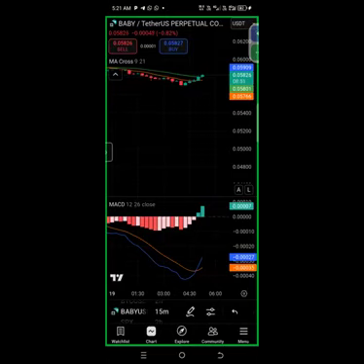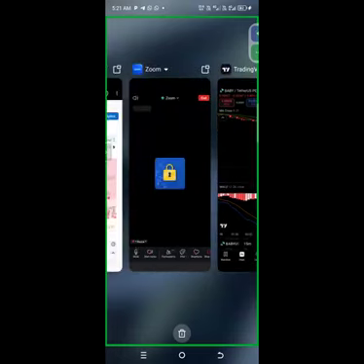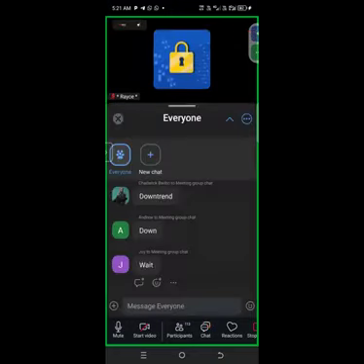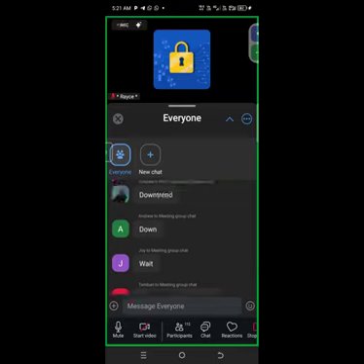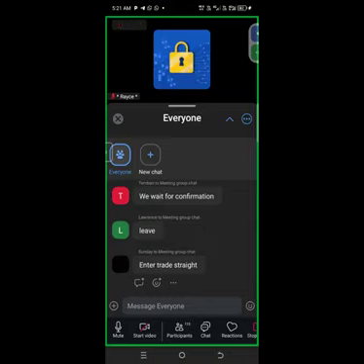So in situations like this, let me see your answer first. What decision will you make? Let me see. Someone is saying wait for confirmation, leave, enter trade. Drop your answers in the chat box. Let me know.